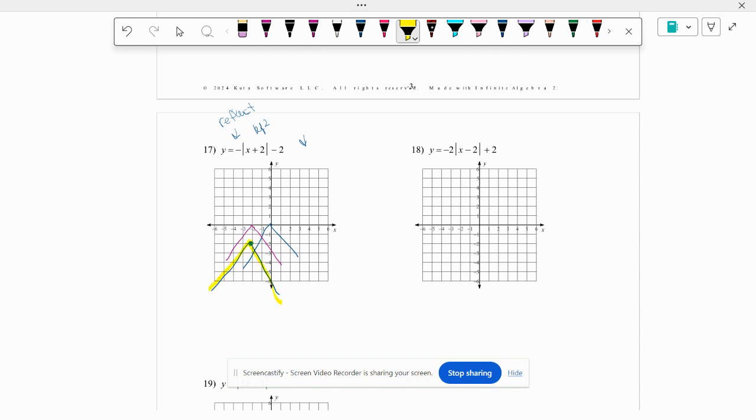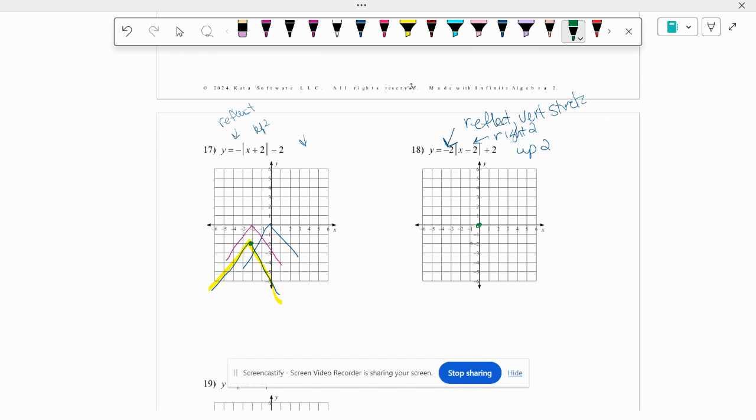Okay. This has a reflect, has a vertical stretch. This has a lot. It has a movement of right 2 units, and it has a movement of up 2. Okay, so let's start with the reflect and the stretch.